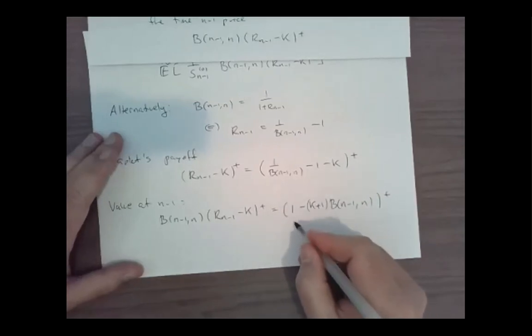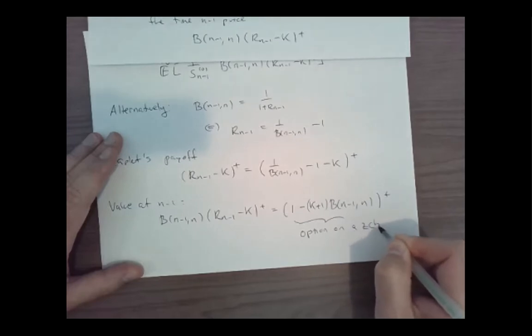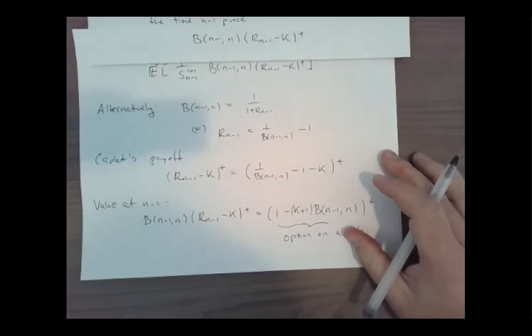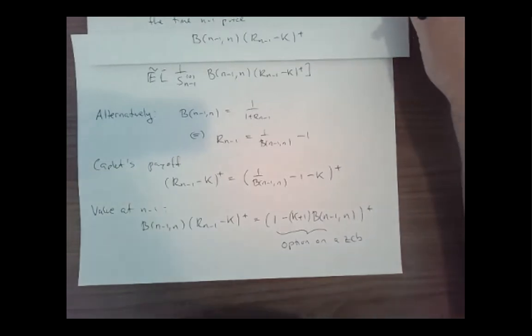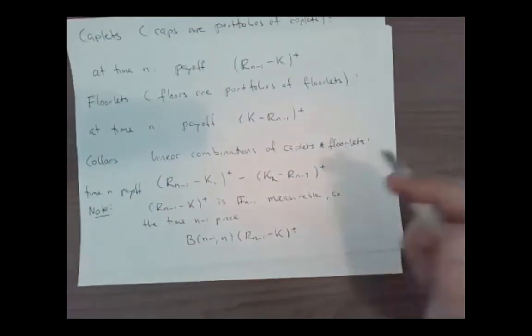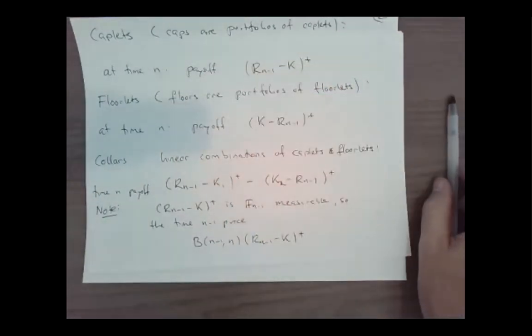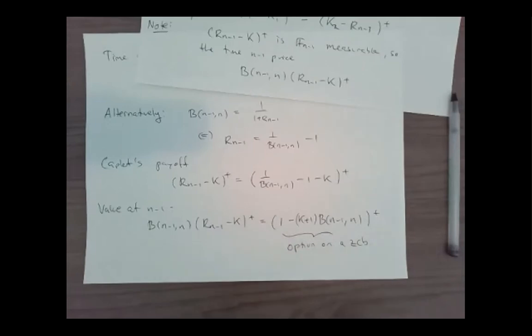So this here is an option. This is an option on a zero coupon bond, which we already did. So these caplets and floorlets and collars can also be viewed, by doing this little trick here, as options on zero coupon bonds. And so if you know how to price options on zero coupon bonds, it doesn't take very much to figure out what the price is of a caplet and a floorlet.